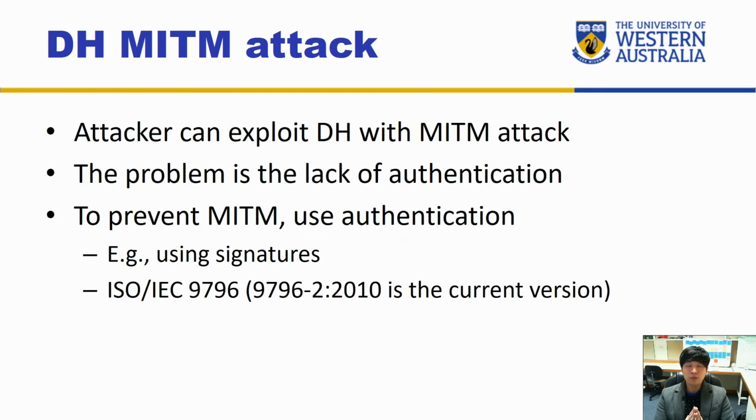So the attacker can exploit Diffie-Hellman with a man-in-the-middle attack as with the basic standard. Okay. The problem is that there are no authentication checks done, so there's a lack of authentication. So in order to prevent the man-in-the-middle attack, we just introduce some authentication items. Okay? So using signatures and other techniques does provide authentication. So this is built into the ISO standard 9796. The latest version that I checked was 2010, but maybe there's a 2020 version. I'm not sure. I haven't checked that one.